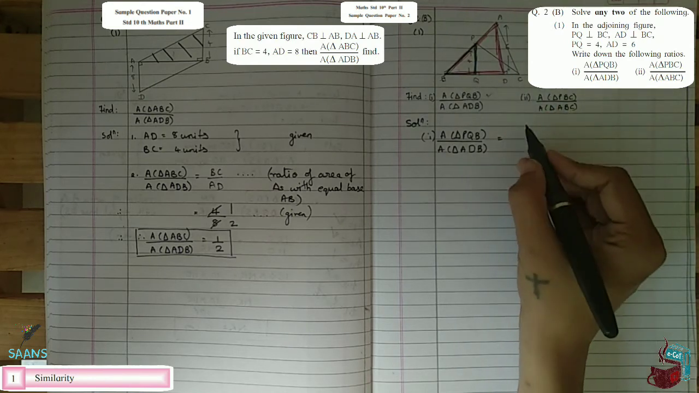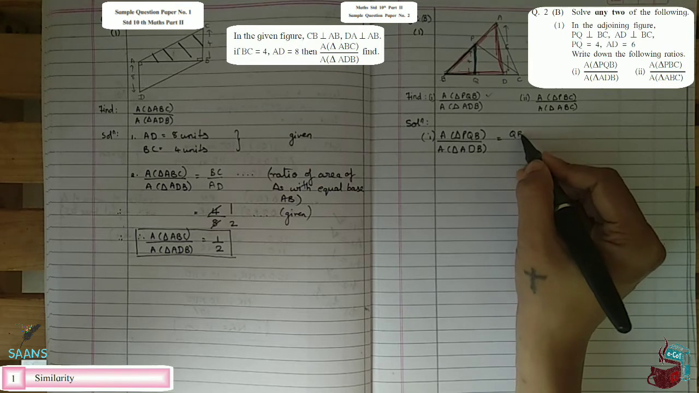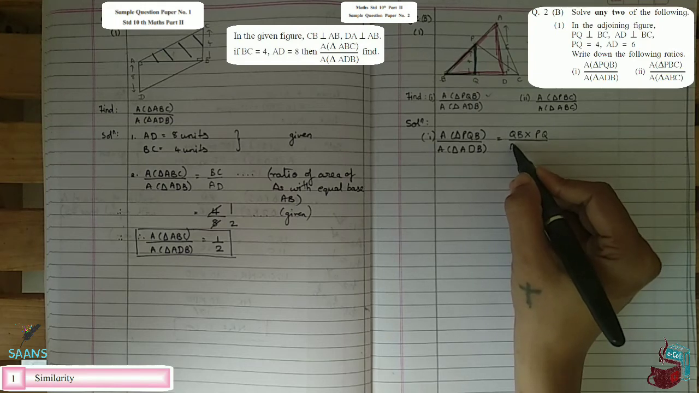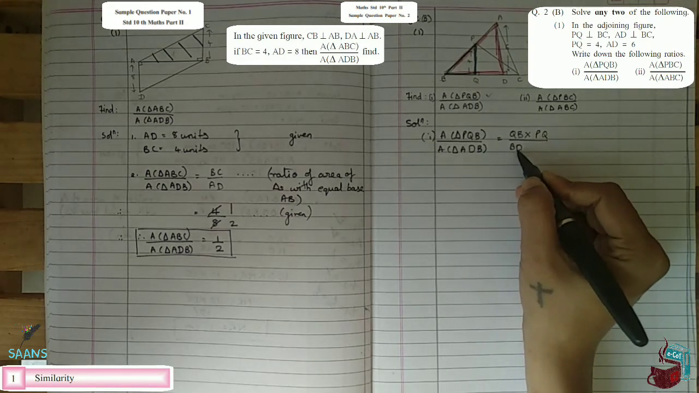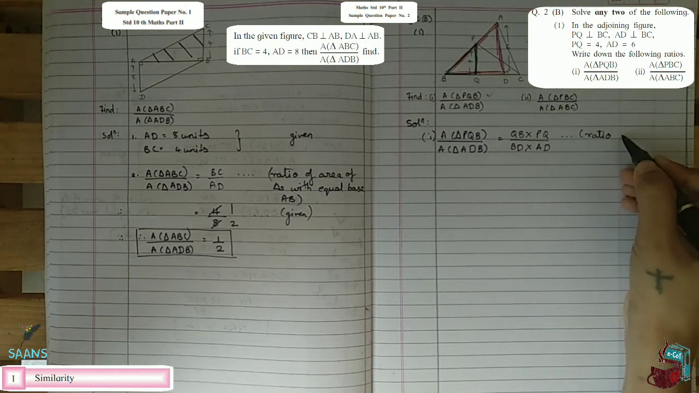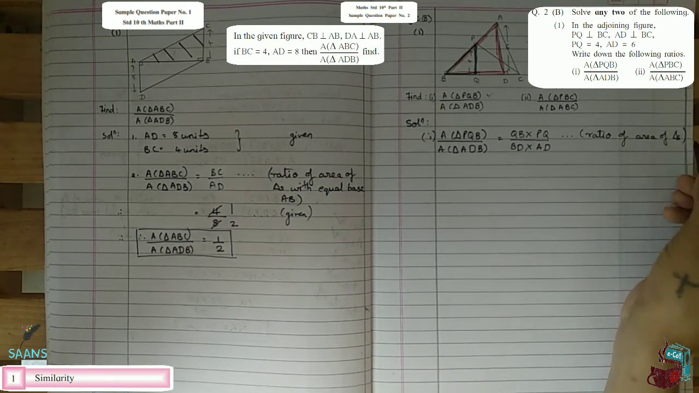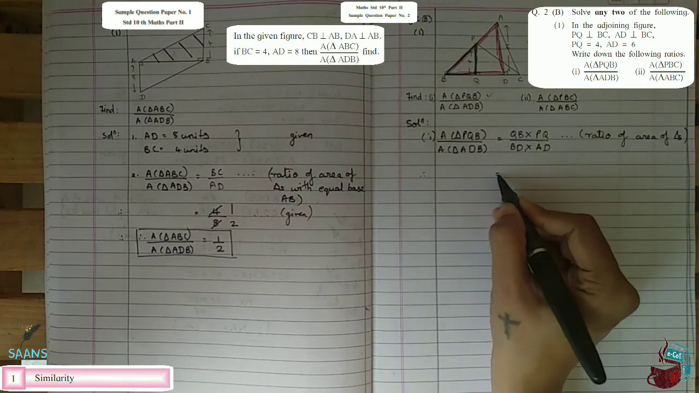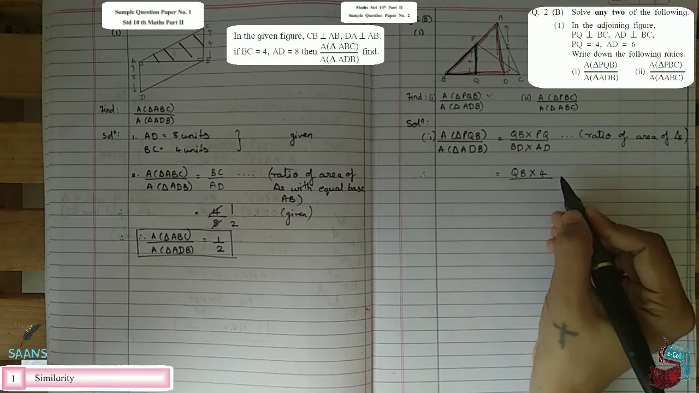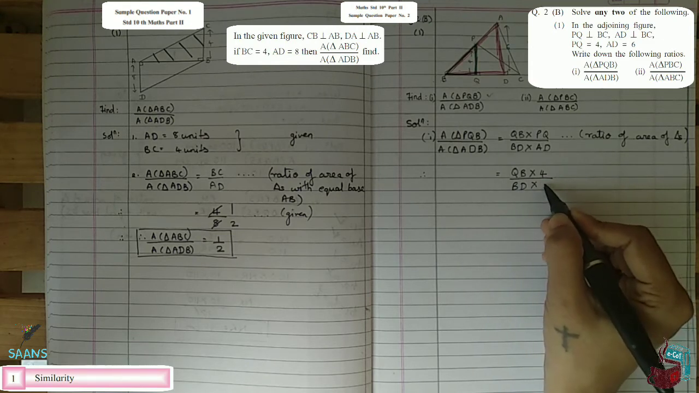You don't have anything in common. So first one is QB into the height PQ upon BD into the height AD. Reason: ratio of area of triangles. That's it. Okay, therefore QB doesn't have any value, as it is. PQ is 4. BD, no value, BD as it is. And AD is 6.